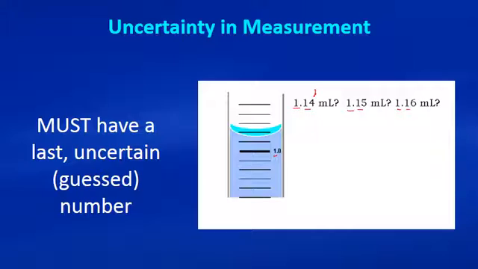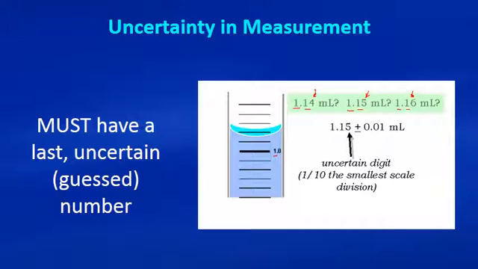Now the next one is, well, which one is our uncertain digit? All measurements have an uncertain or a guessed number. You guesstimate that last digit. I would take any one of those as a reasonable answer. The correct way to write it is you pick one of those. I'm going to go with the 1.15 because that's in the middle. And then I say it's plus or minus, which means give or take my uncertain amount.